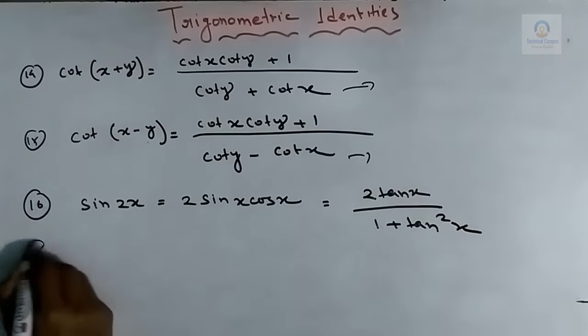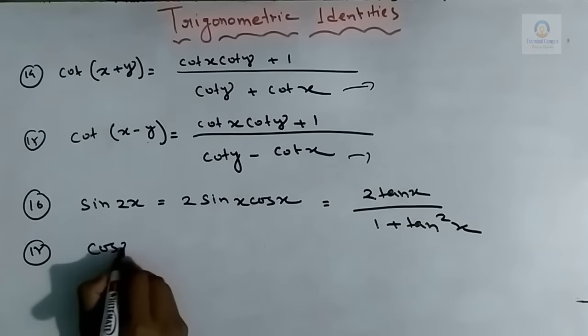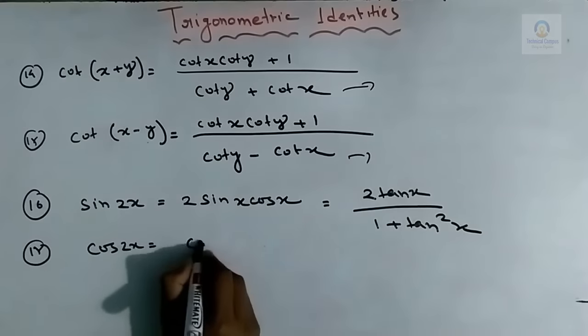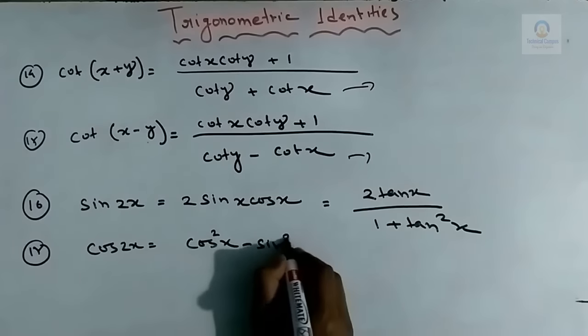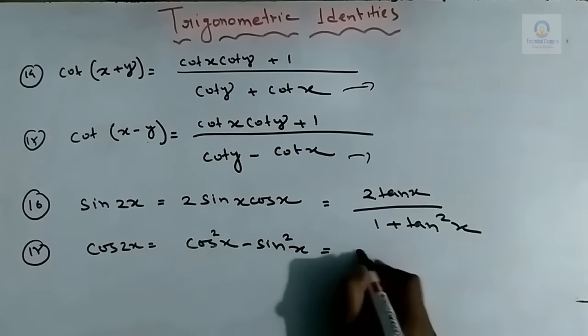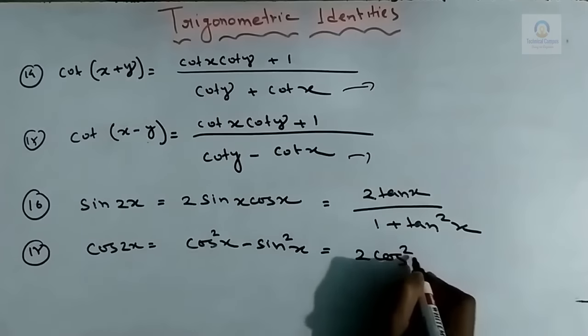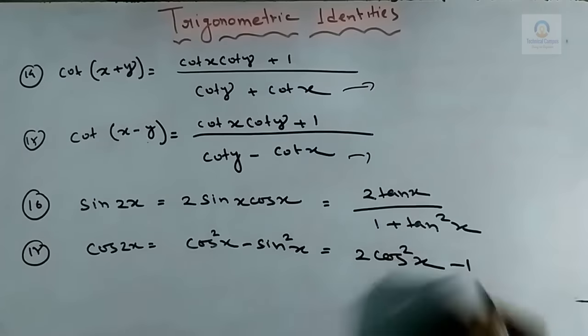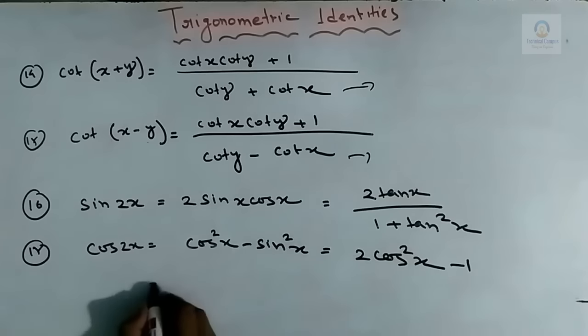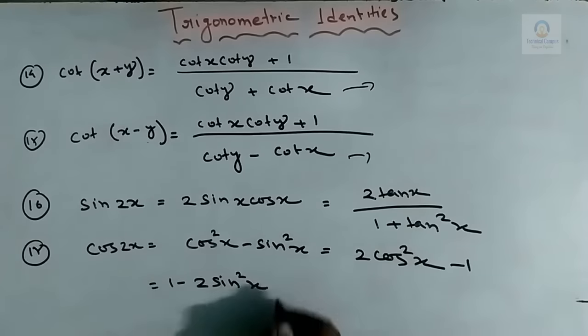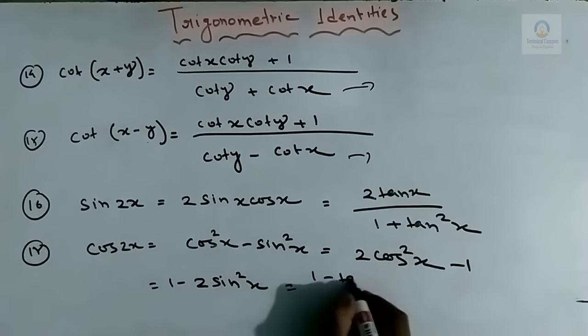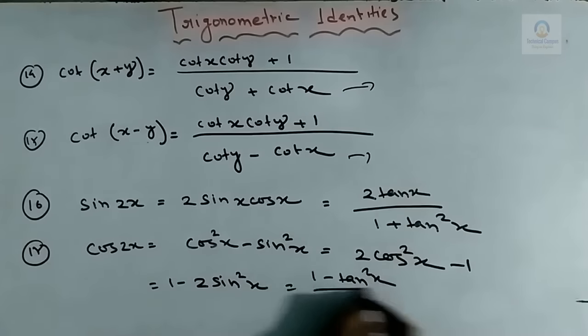Similarly, cos 2x is equal to cos² x minus sin² x, or it is 2 cos² x minus 1, or it can also be written as 1 minus 2 sin² x, or (1 − tan² x) divided by (1 + tan² x).